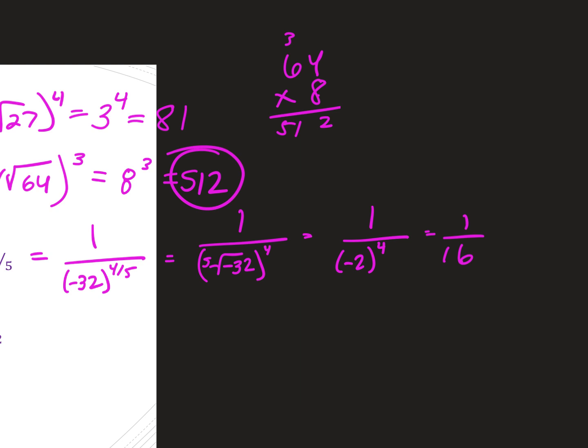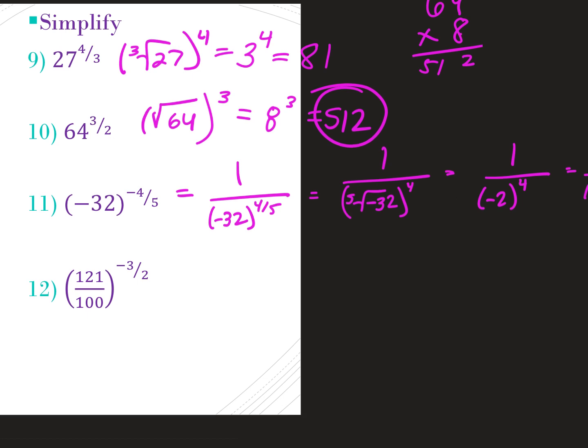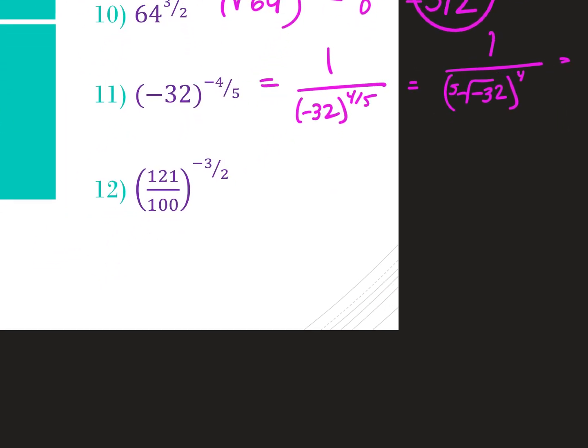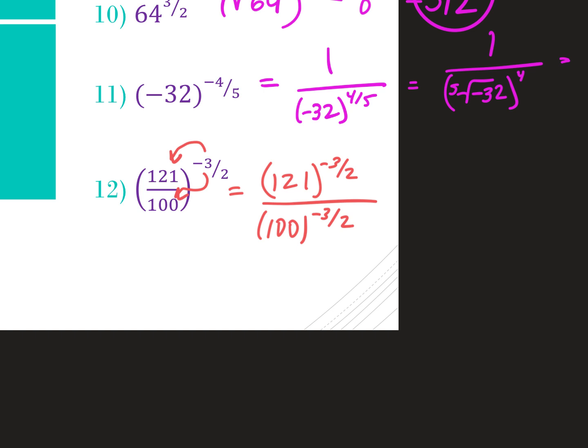Okay, so let's look at this one for a second. You don't have to write down the first step that I do here. But let's think about this. What did we talk about yesterday when we have an exponent outside of a fraction? Where does that exponent go? To everything, right? It goes here and it goes here. So would you guys agree with me that this is 121 to the negative 3 over 2 power, and then I have 100 to the negative 3 over 2 power, correct? But they're both negative.